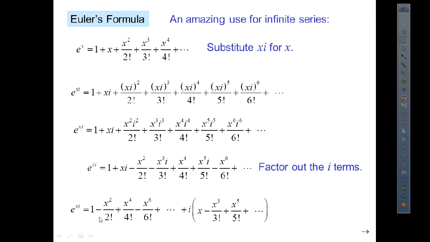Now, what is this right here? What series is that? Well, we have 1 minus x squared over 2 factorial plus x to the 4th over 4 factorial minus x to the 6th over 6 factorial. We have all the even numbers over here. Do you remember what series that is? Well, that's your cosine series. And then look at the series over here that's multiplied times the i. You've got all the odds: x minus x to the 3rd over 3 factorial plus x to the 5th over 5 factorial, continuing on. It's going to be all the odds. Remember, what is this series? Well, that series is sine.